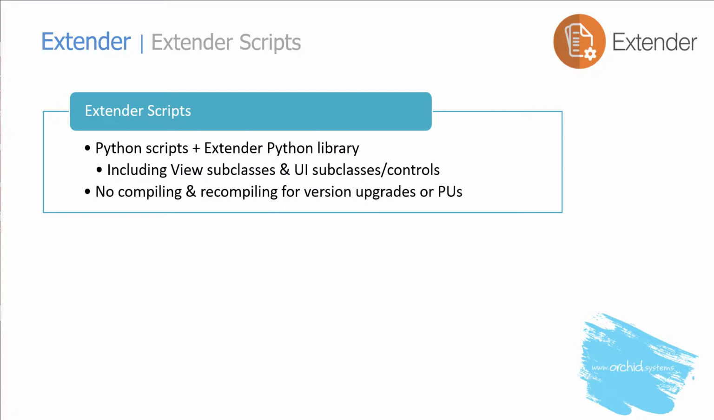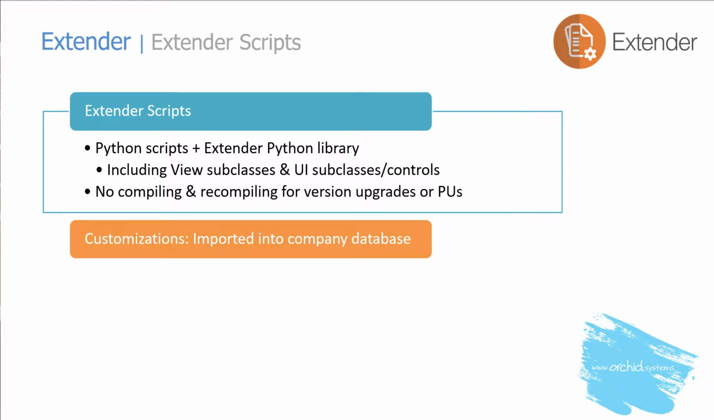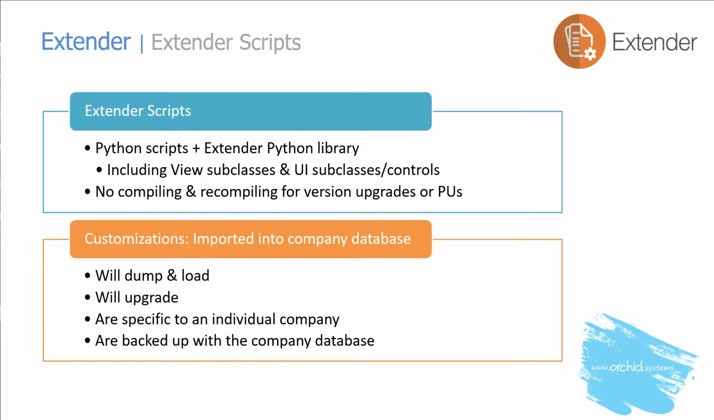The customizations, the scripts, are imported into the company database, and so they will dump and load and will be backed up when you back up the company database. And when you upgrade the system manager and upgrade Extender, the customizations will upgrade as well. And it also lets you have specific customizations for a specific company, as you can import a different version of the OCX controls that you need into different companies.